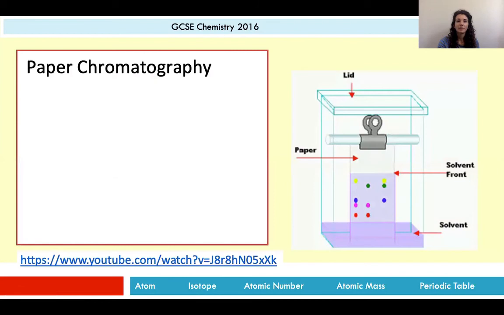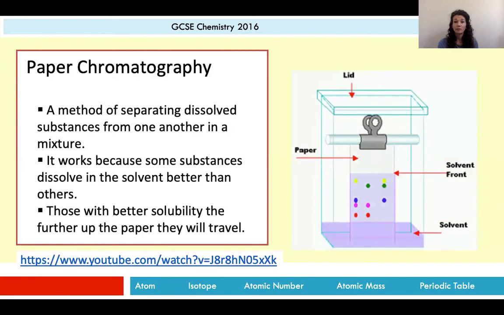The other separation technique that we looked at was paper chromatography. So remember, this is separating dissolved substances when they are mixed together. And ones that are more soluble will travel up the paper further. And remember, we used it to separate out different mixtures of inks when we were looking at that method, didn't we? There are videos on YouTube of paper chromatography if you want to go back and have another look at the method of it.